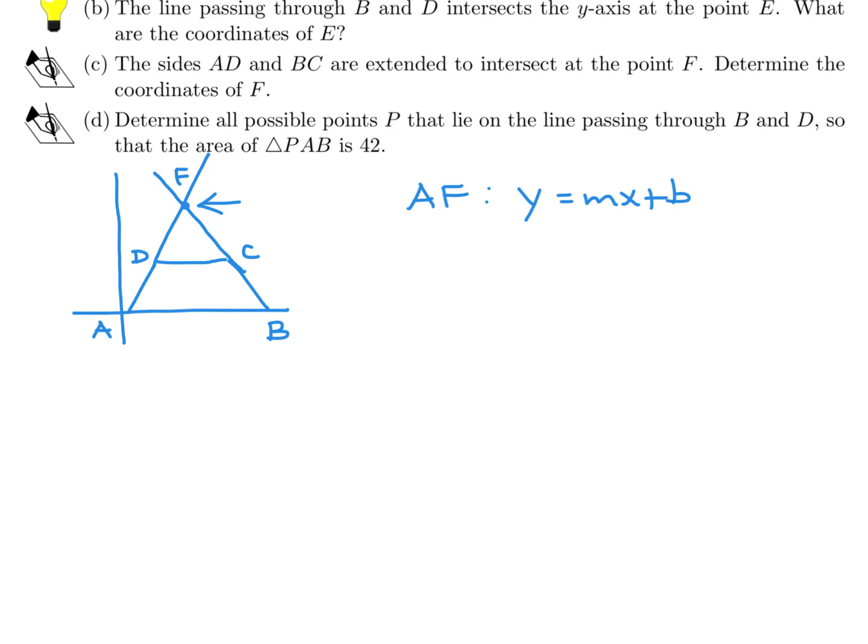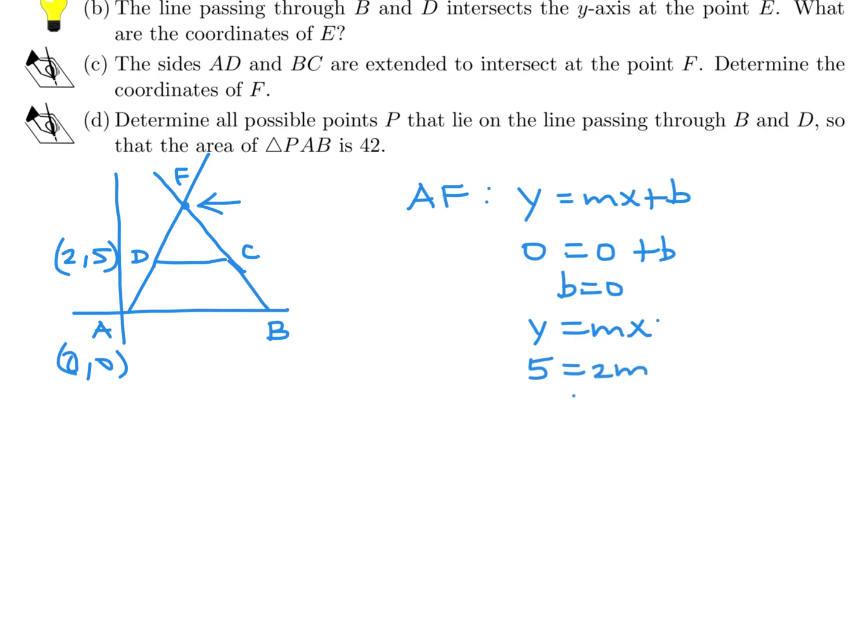So this is 0, 0. This point A is 0, 0. So since 0, 0 is on the line, that means b is 0. So y is equal to just mx. And if you plug in point D, which I believe was 2, 5, you'll get the equation. So when y is 5, x is 2. That means m is 5 over 2. So AF has the equation y is equal to 5 over 2 x.